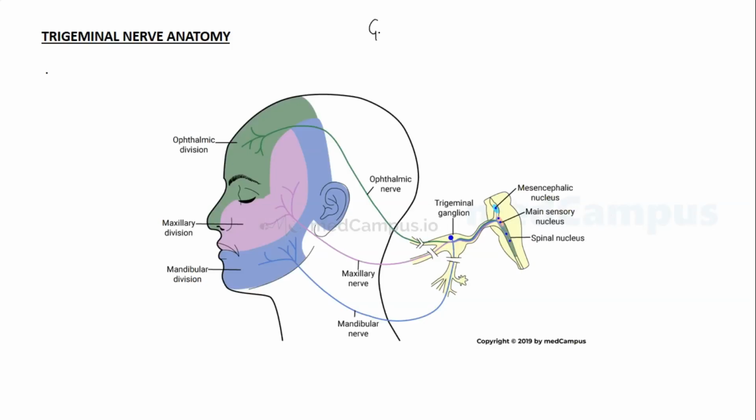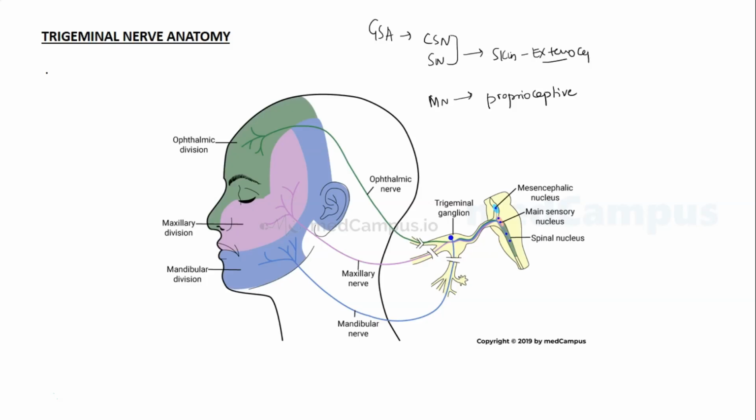What about GSA, somatic afferents? What kind of sensations are they actually carrying? The chief sensory nucleus and also the spinal nucleus are mainly concerned with exteroceptive sensations from the skin and face. They carry pain, temperature, general touch and all. Whereas the mesencephalic nucleus is expert in carrying proprioceptive sensations.